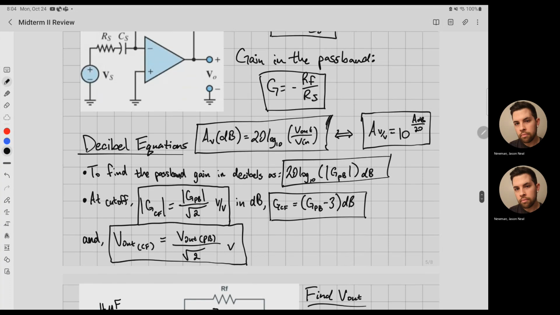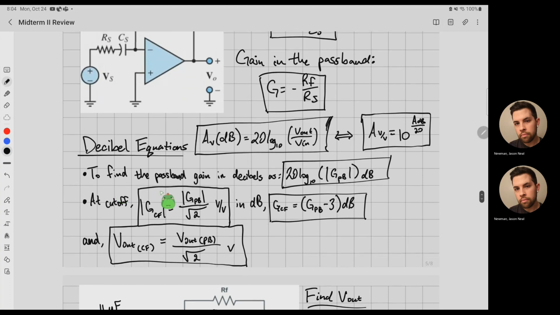So here's a couple of other decibel equations to find the passband gain in decibels. This is just a summary of that, you can put the absolute value of the gain in the passband in there as well, instead of just V out over V in, which is your typical A value. But this is just for specifically the passband.